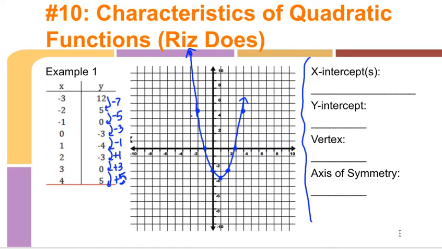So in linear functions, that first rate of change has to be all the same. But in quadratic functions, it's the second rate of change that has to be all the same. So let's check the second rate of change.